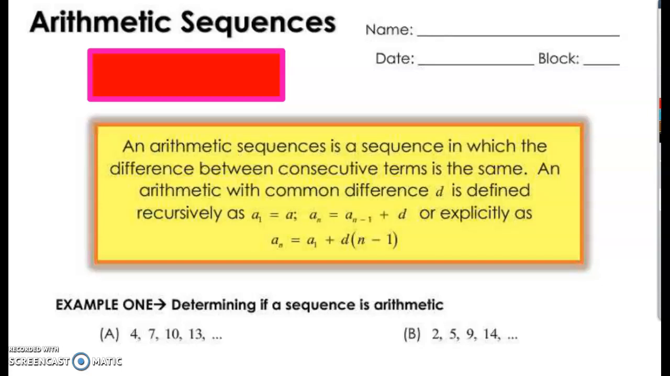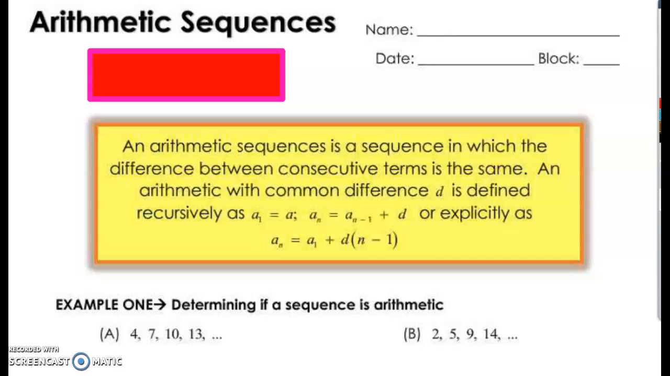All right, so arithmetic sequences are sequences that have a difference between consecutive terms, and the difference is the same. So if you can add 3 in between each of the terms, or add 2, or subtract 5, they have a common difference, then it's arithmetic. And that's what we're going to be working with today.